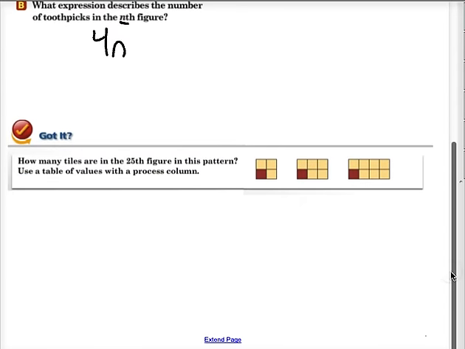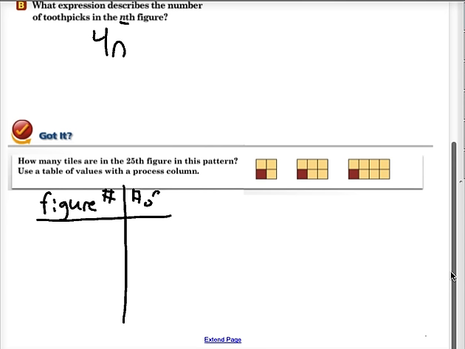All right, so let's look at this one. How many tiles are in the 25th figure of this pattern? All right, so we're talking about tiles. So kind of like the last one, I'm going to do the figure number compared to number of tiles.